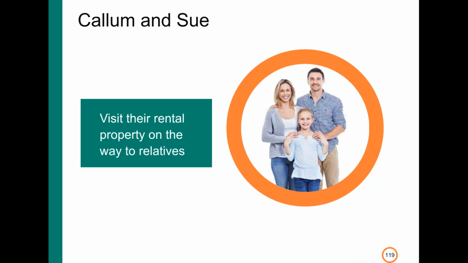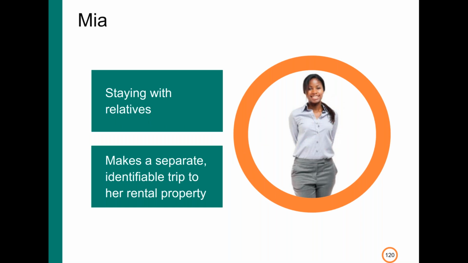Callum and Sue decide to visit their rental property on their way to relatives in the area. They cannot separate the business and private elements of the journey, so none of the travel costs are allowable. Mia is staying with relatives. Mia travels from their relatives to their rental property and back. The business journey is separately identifiable, so the costs are allowable as an expense.